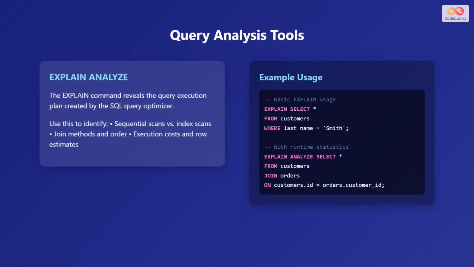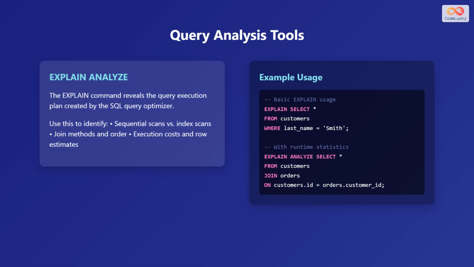To optimize SQL performance, it's crucial to use the right analysis tools. One essential tool is the Explain Analyze command. The Explain command reveals the query execution plan created by the SQL Query Optimizer. Use this to identify sequential scans versus index scans, understand join methods and order, and evaluate execution costs and row estimates. Here are some examples of how to use Explain.